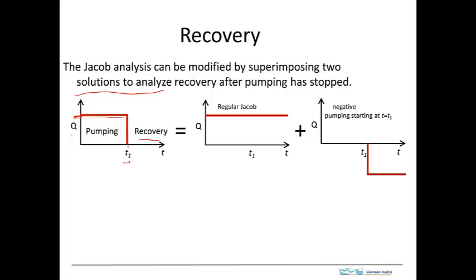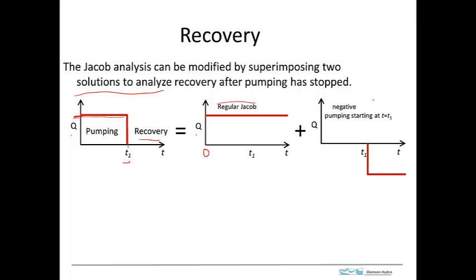We can think of this step-like behavior as really the addition of two types of systems. One is shown here, and I call it regular Jacob. This is pumping at a constant rate as a function of time. We start off at time equals 0 and we just keep pumping. This is the formula that we saw earlier, and it says that the drawdown just keeps going. But at some point we shut the pump off.